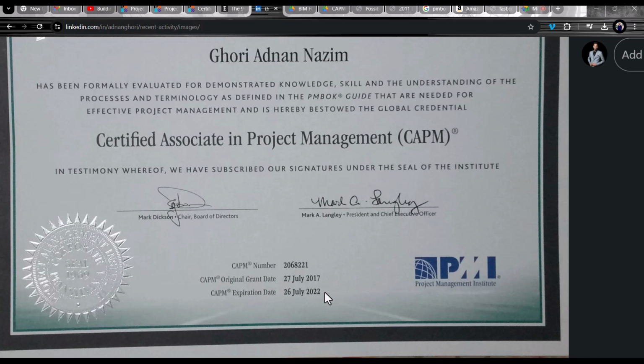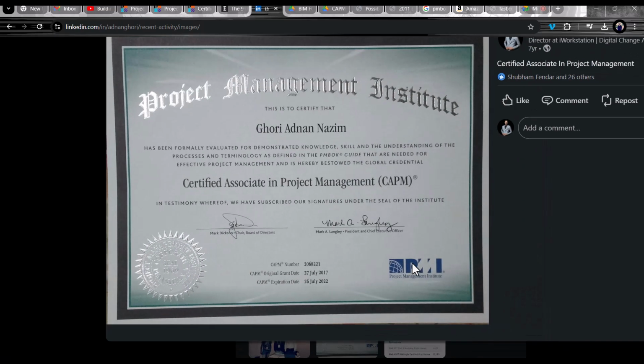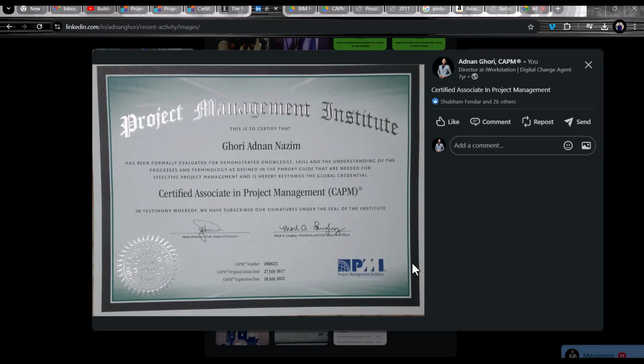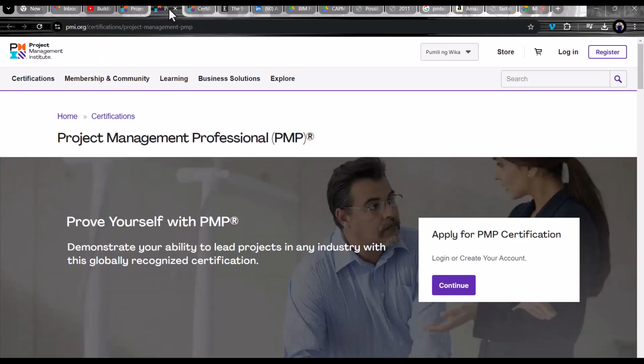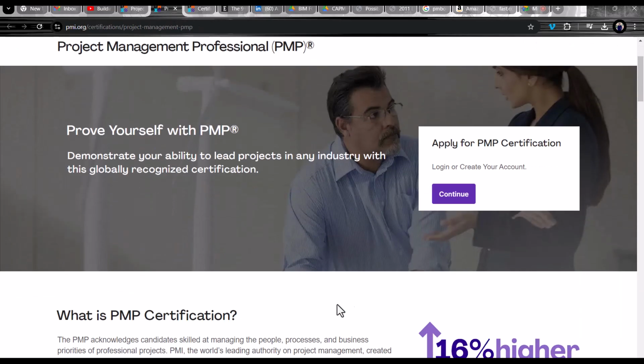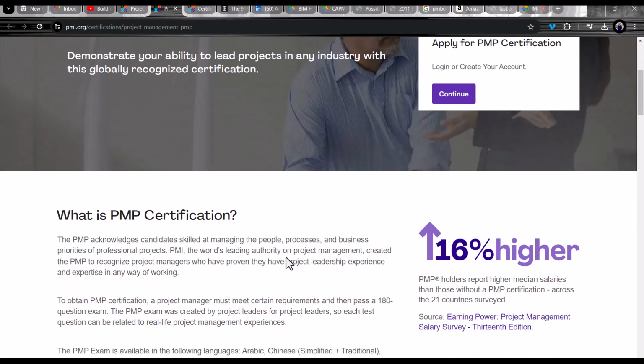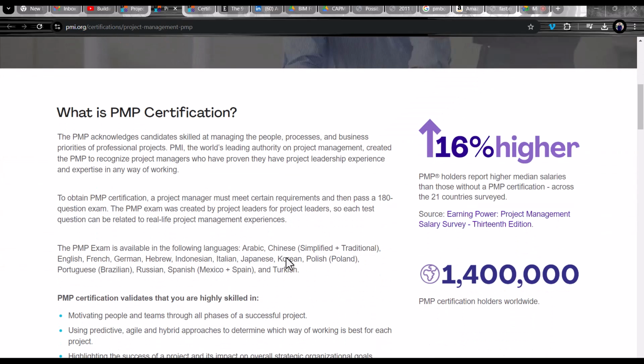Now what is the difference between these two certifications and which certification should you choose? Okay, so let's say you are already a professional working in the industry and you have a minimum of 3 years of experience in the field. Then you can opt for the PMP exam, Project Management Professional exam, which is this one. You can apply here on their website, and you can practice for it.